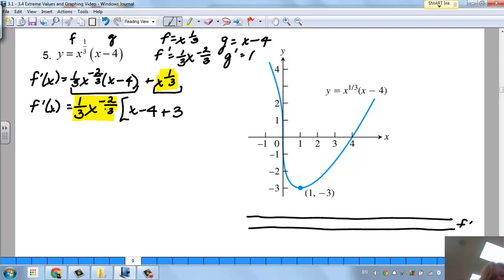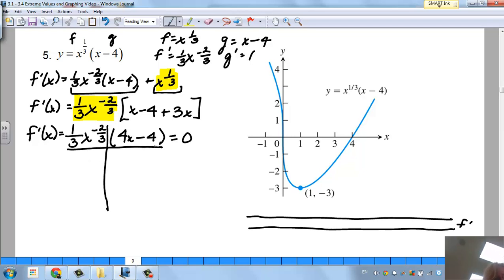Now the x to the 1/3 divided by x to the negative 2/3, if you're dividing them, you're subtracting the exponents. So 1/3 minus a negative 2/3 makes it a positive 1. Now I have f prime of x equals 1/3 x to the negative 2/3 times 4x minus 4. I can actually factor out the 4 when I'm done, but this is good right where it is because it's in factored form. And we're going to put it equal to 0.